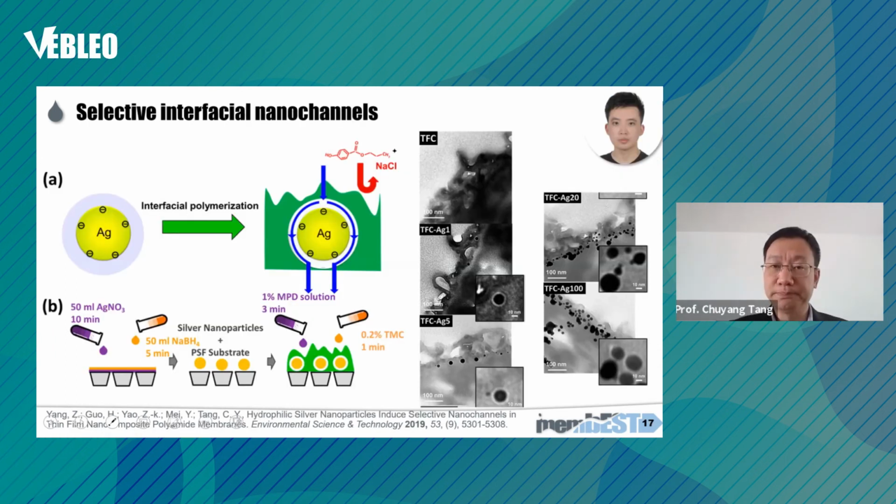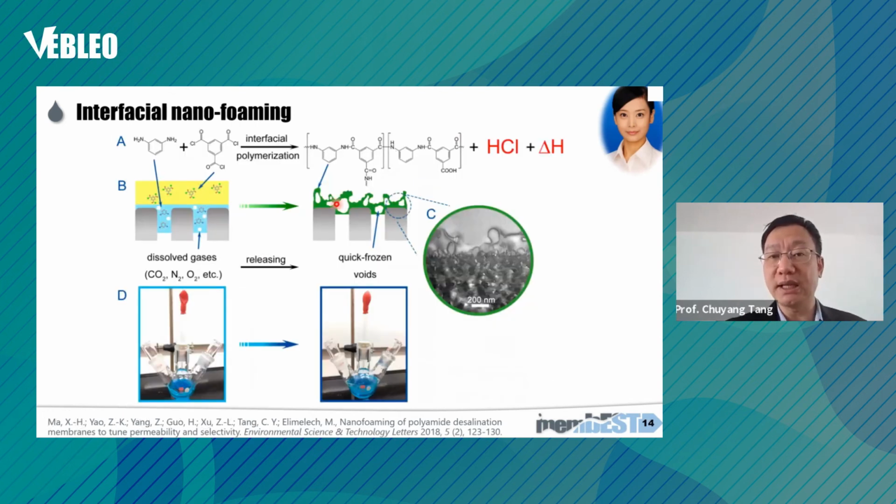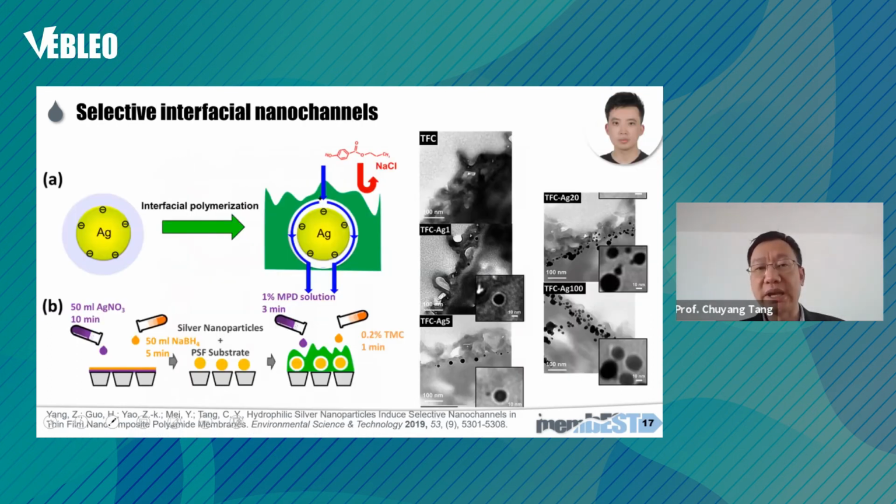There is one problem with this approach. If you create this kind of nano cavities, the cavity itself is not selective. So basically, this method allows you to very efficiently increase the permeability. However, in terms of rejection, the improvement is limited. It's basically because the cavities are non-selective. So can we do something better?